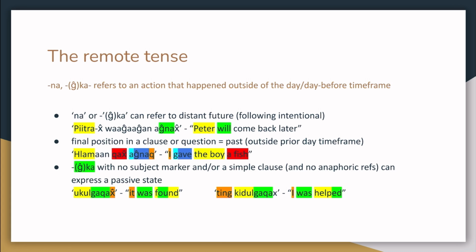And then whenever the remote tense is used in the final position of some clause, it just refers to the past. So it can just refer to something that happened, it's done, and you're just referring to it now. Hla means boy, and mum is that topic particle ending I was talking about earlier. You add that. I'm not 100% sure what on is here.